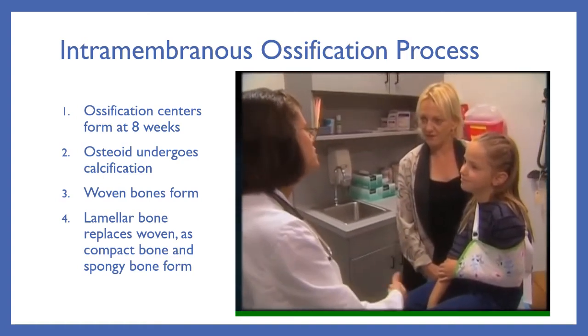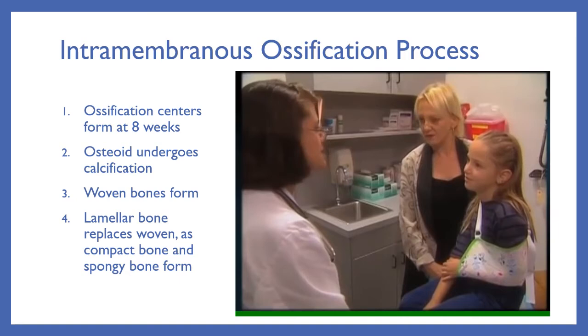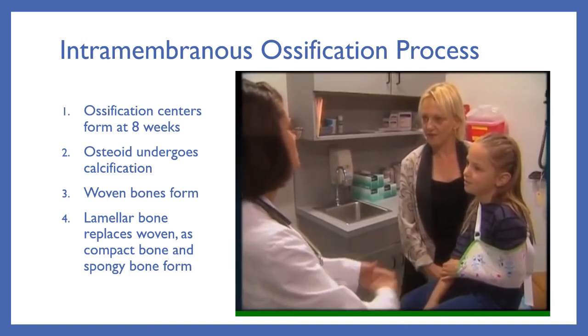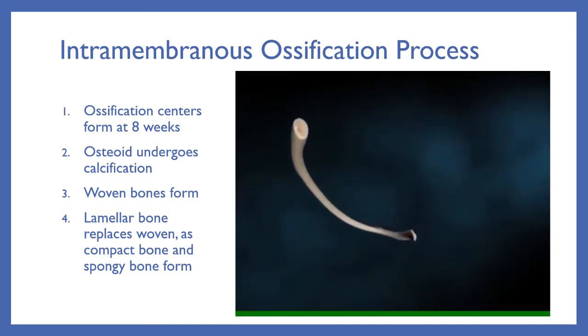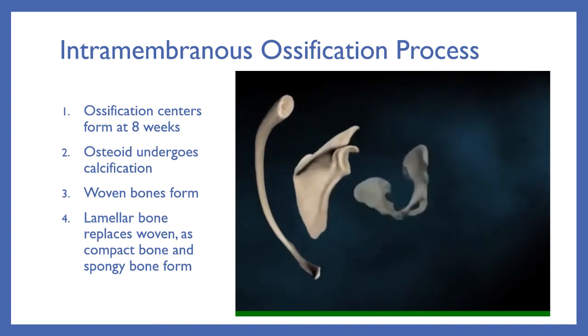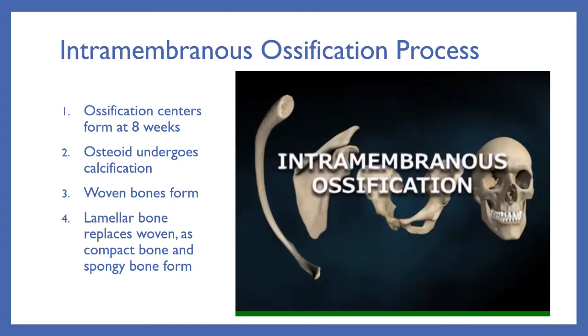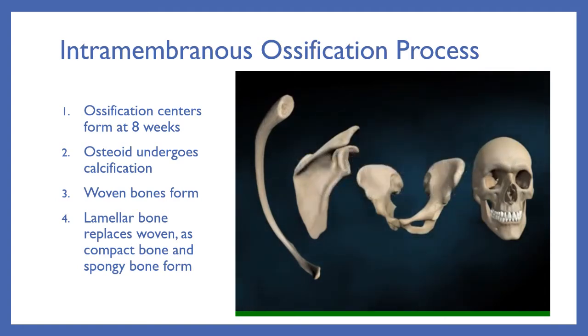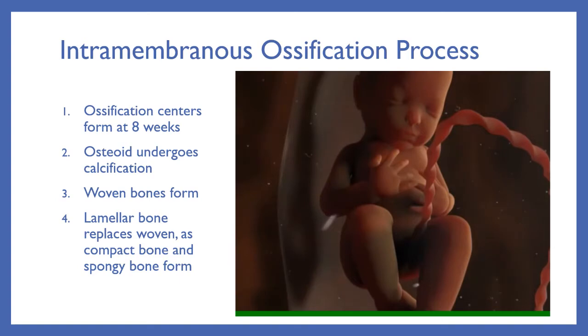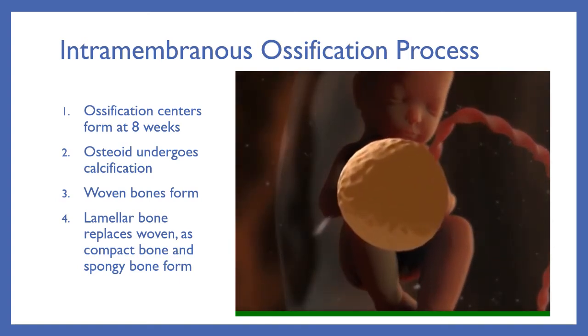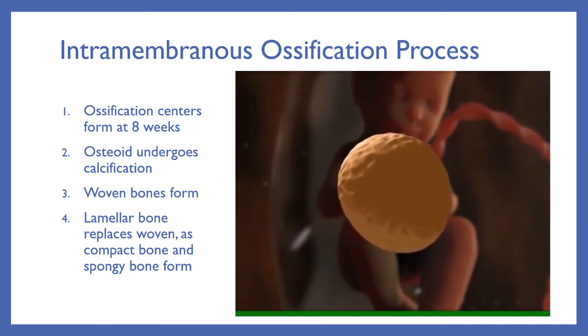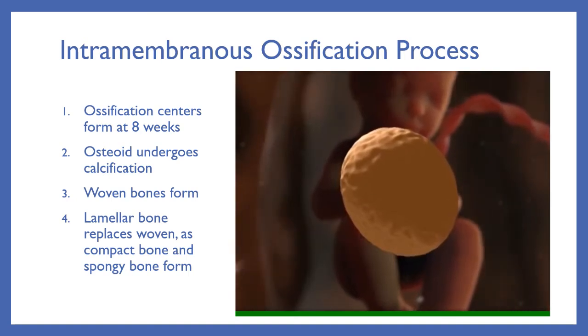Ossification can take one of two forms depending on the type of bone that is forming. In the case of flat bones, like those of the ribs, scapula, pelvis, and skull, the ossification process is known as intramembranous ossification. The process is initiated by mesenchymal stem cells, which are cells that have yet to be differentiated into a particular cell type.